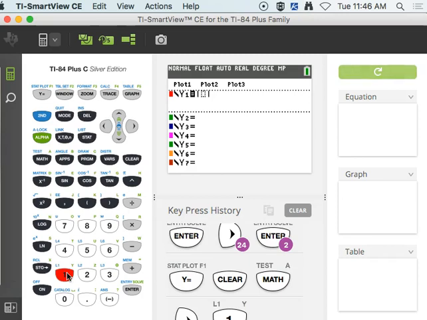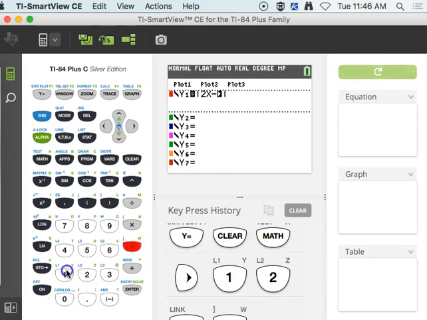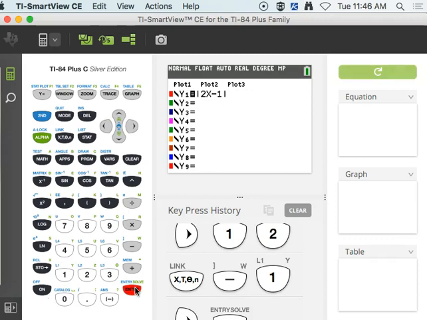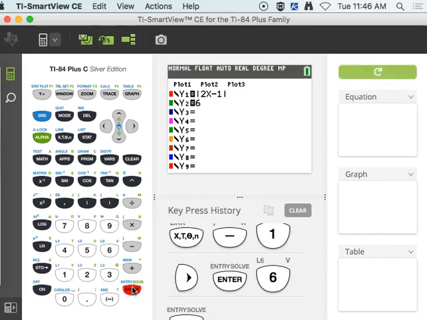So what we're going to do is put the absolute value of 2x minus 1 in y sub 1, and go down to y sub 2 and enter 6. And I'm going to stick to the old Zoom standard, Zoom 6.